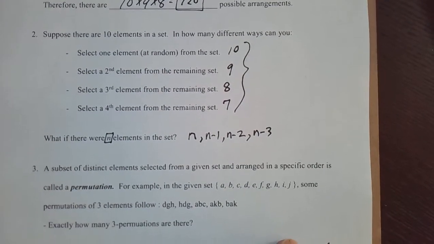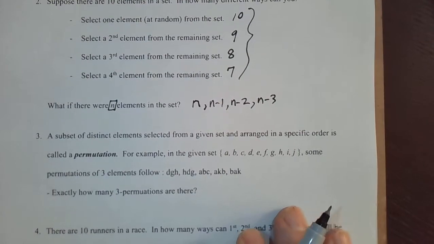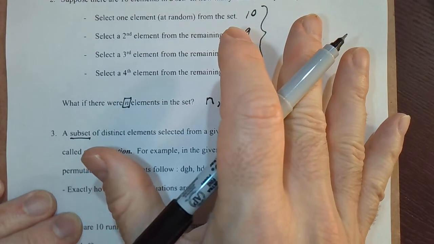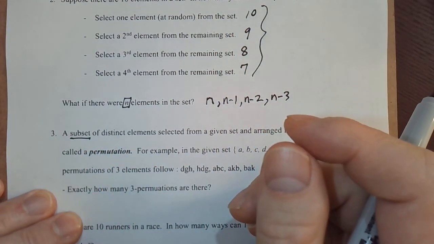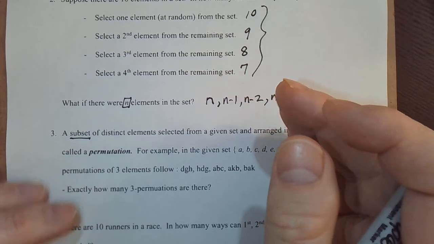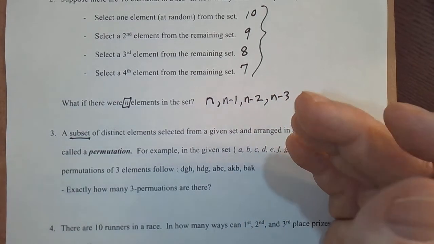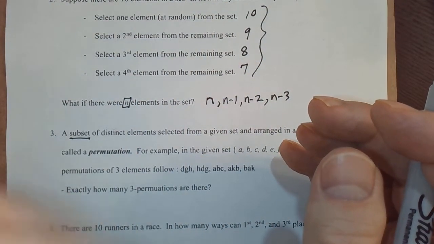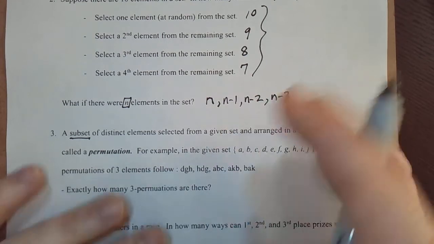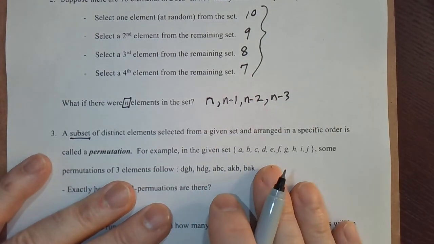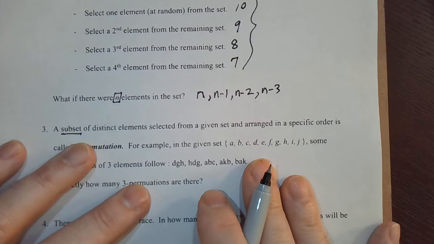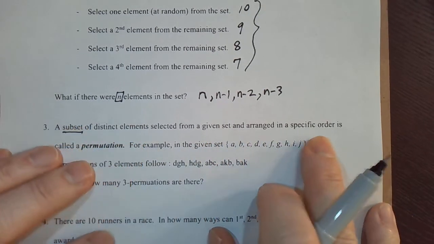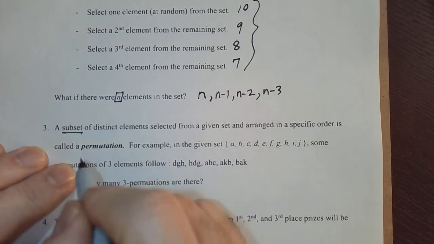Okay, now a subset, let's remind ourselves what a subset is. If you have a given set of items, a subset is choosing any number you want of the items from that set. So if you choose one item, that's a subset. If you choose the first and the third, that's a subset. If you choose the last one and the first one, that's a subset. Any number of elements could be considered a subset. So a subset of distinct elements selected from a given set and arranged in a specific order is called a permutation.